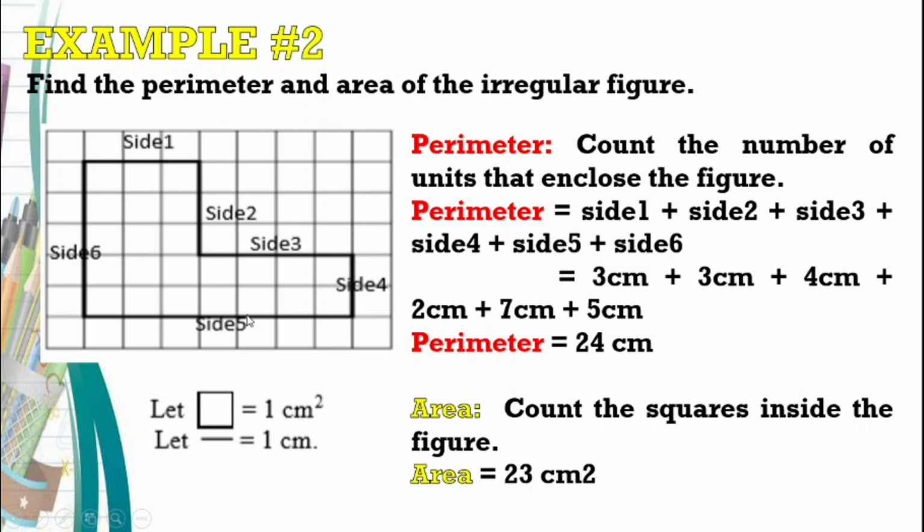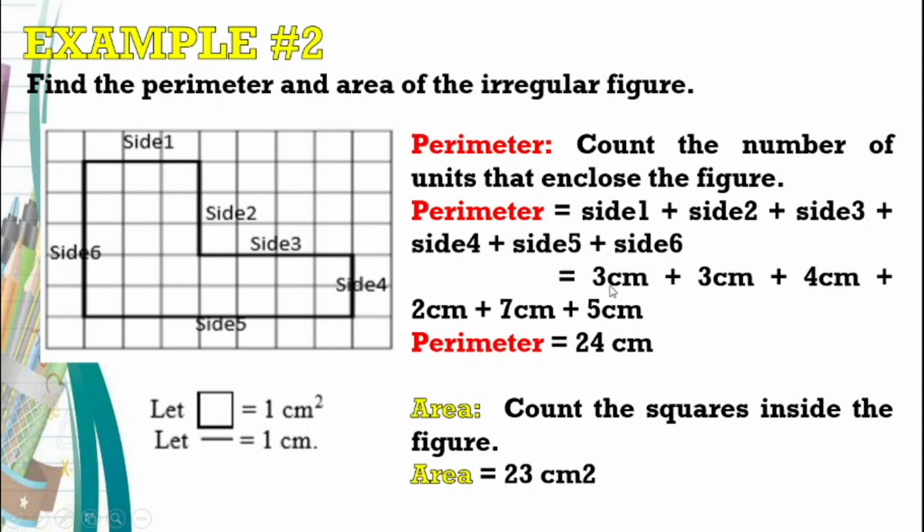For side number 5, we have 1, 2, 3, 4, 5, 6, 7. So this would be 7. Right, for side number 4, we have 2. And for side number 5, we have 7. And for side number 6, we have 1, 2, 3, 4, 5.